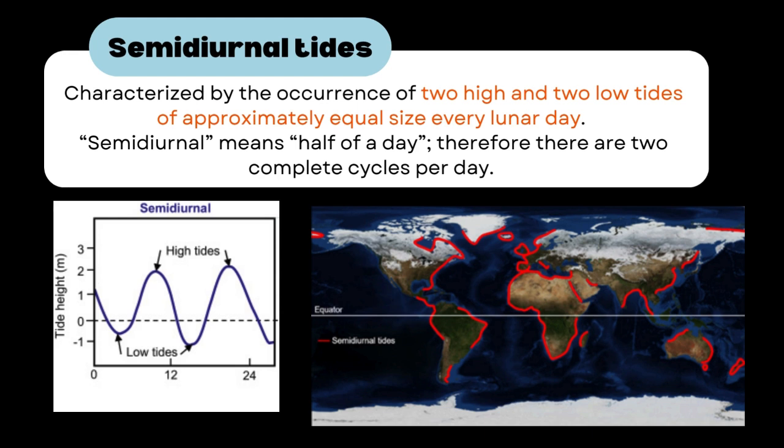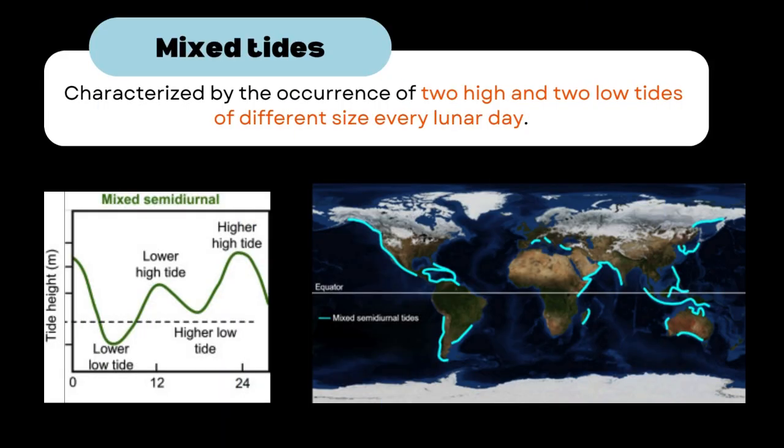Semidiurnal tides. An area has a semidiurnal tidal cycle if it experiences 2 high and 2 low tides of approximately equal size every lunar day. Semidiurnal means half of a day. 1 tidal cycle takes half of a day. Therefore, there are 2 complete cycles per day. The semidiurnal tides are common along the east coasts of North America and Australia, the west coast of Africa, and most of Europe.